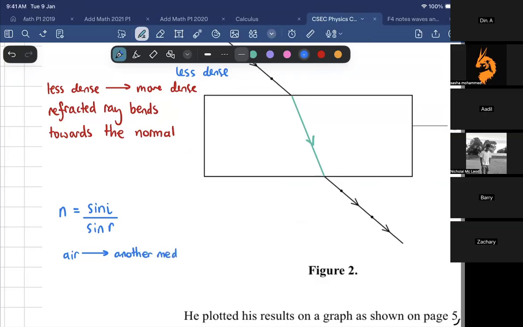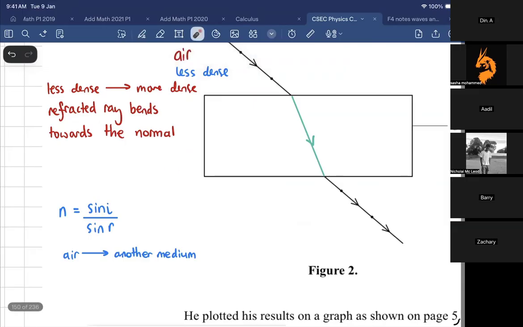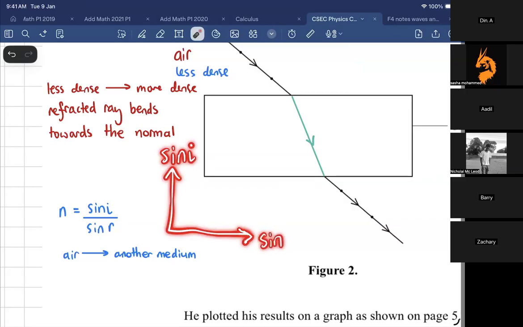Now, I'm bringing this up for a very important reason. I suspect that the next question is a graph, and you have sin I on the y-axis and sin R on the x-axis. Nikolai, let me just think about this for a minute, and everybody else could answer. If I were to have a graph with sin I on the y-axis and sin R on the x-axis, what do you think the gradient would give you?